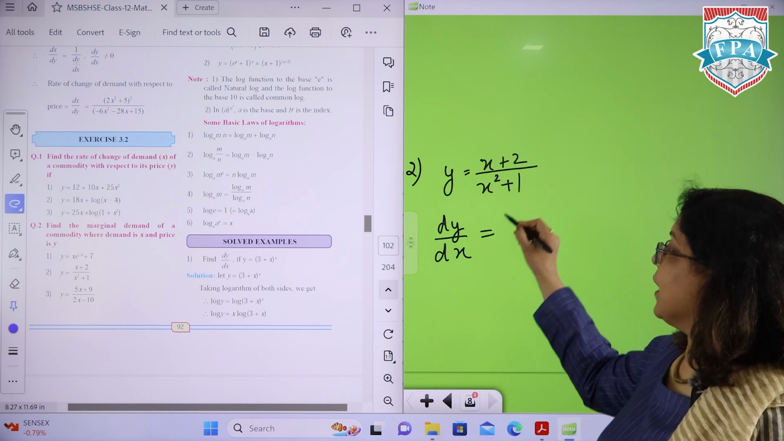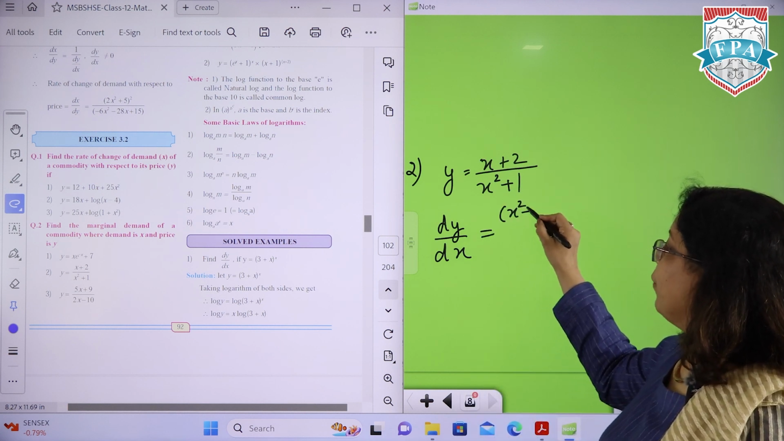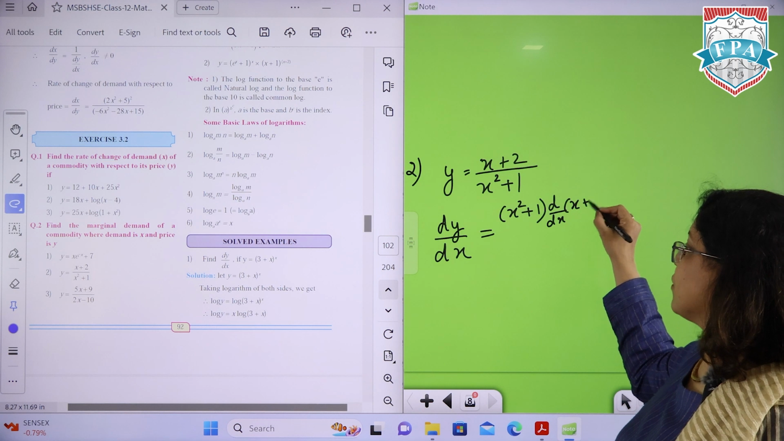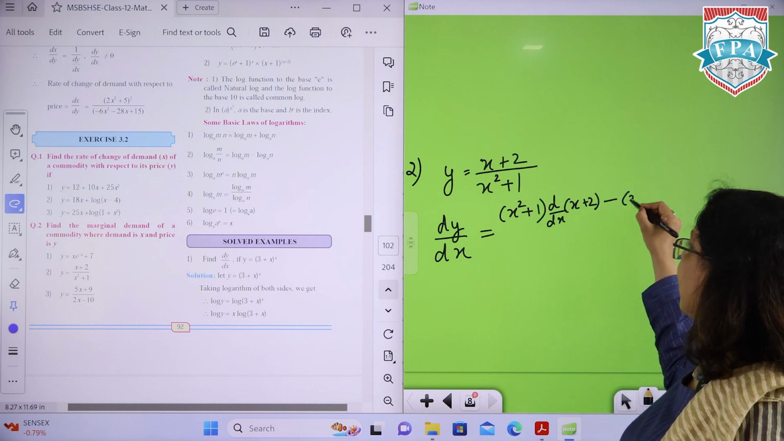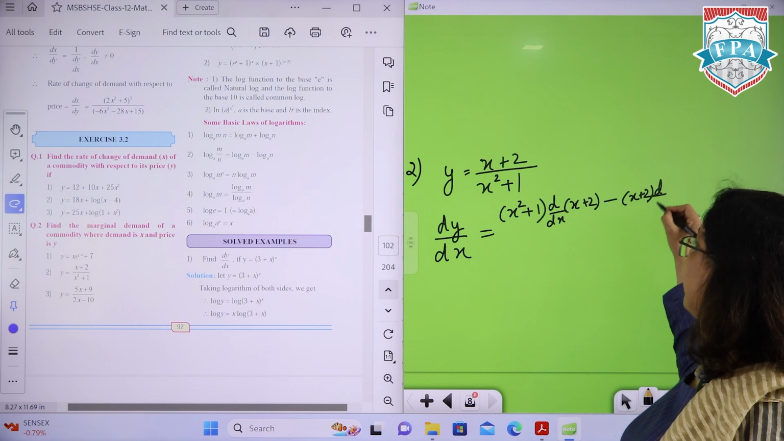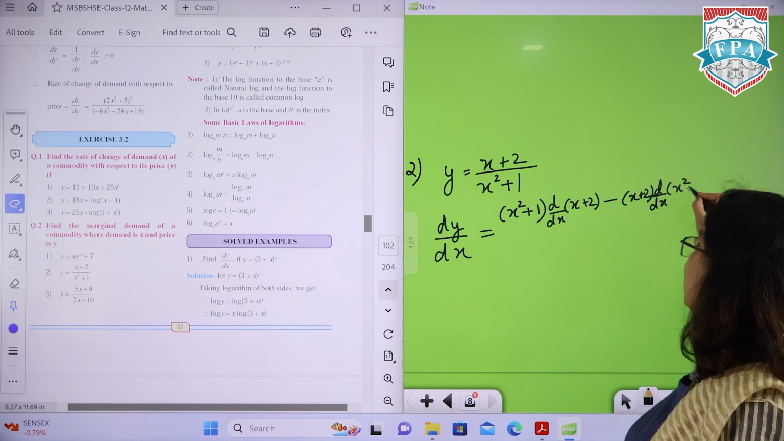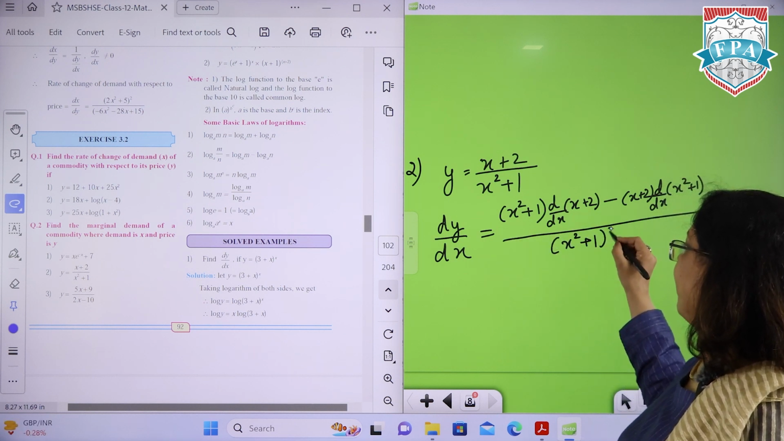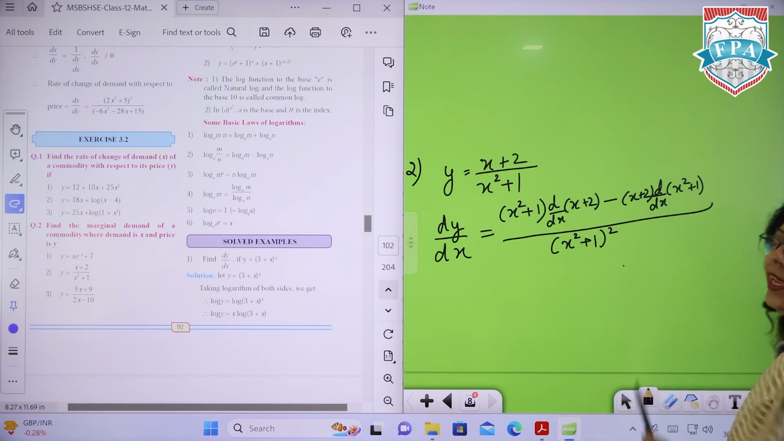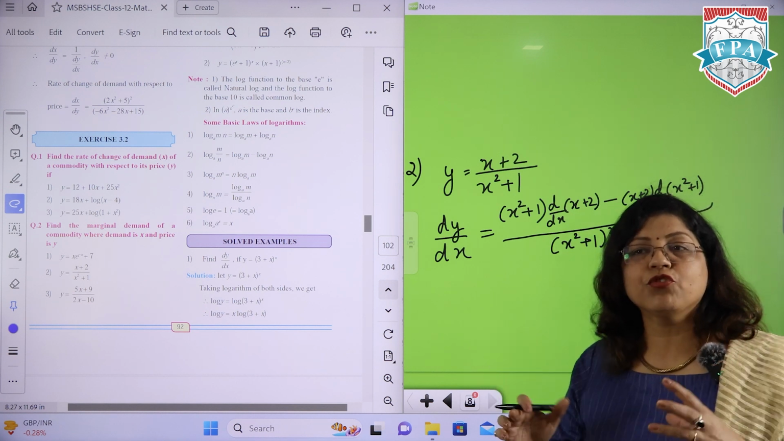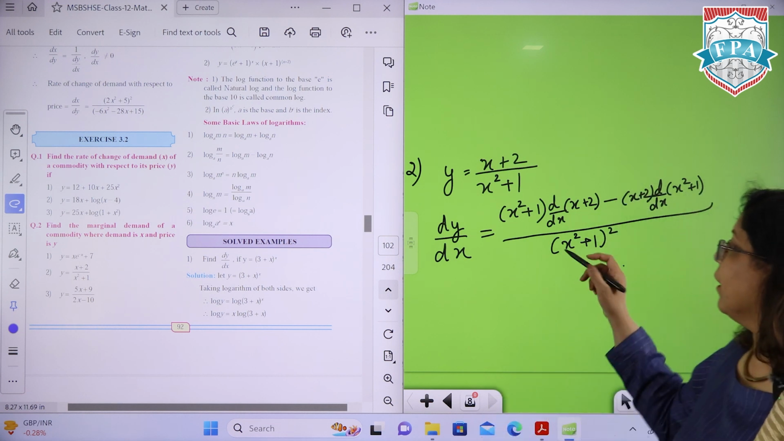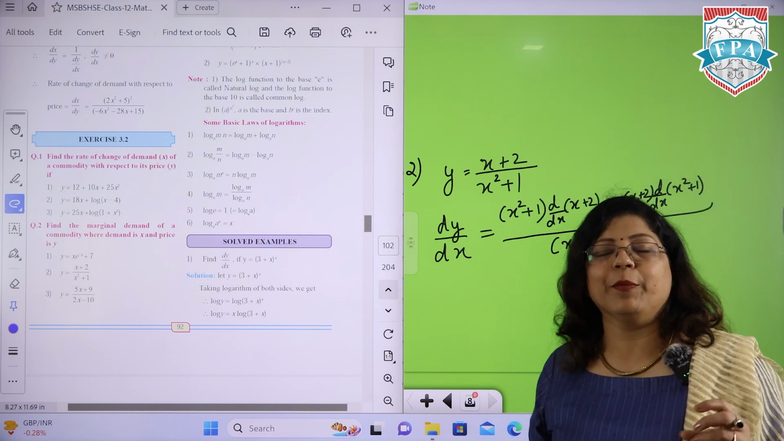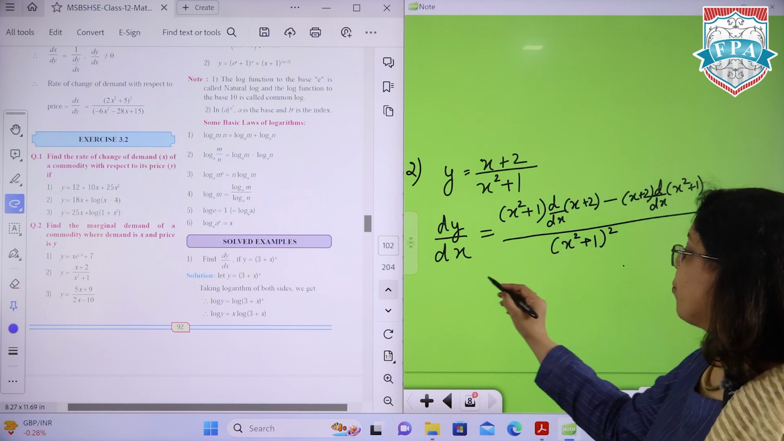So dy/dx is v, so v here is x² + 1, times d/dx of u, which is (x + 2), minus u times d/dx of v, which is (x² + 1), divided by v², so (x² + 1) whole squared. See, I'm using a lot of brackets over here. Please use them so that there's no confusion between the numbers. If you just write d/dx of x and + 2 without brackets, then only x will be getting differentiated. So make sure you're writing things properly.